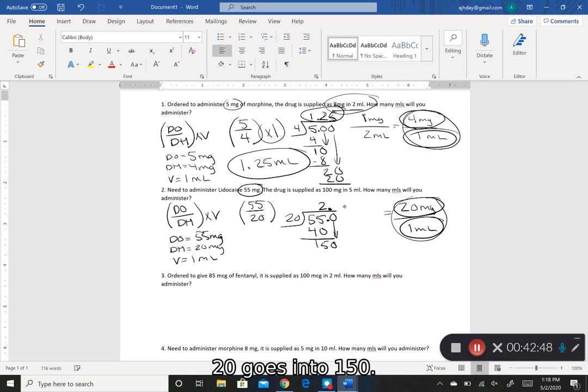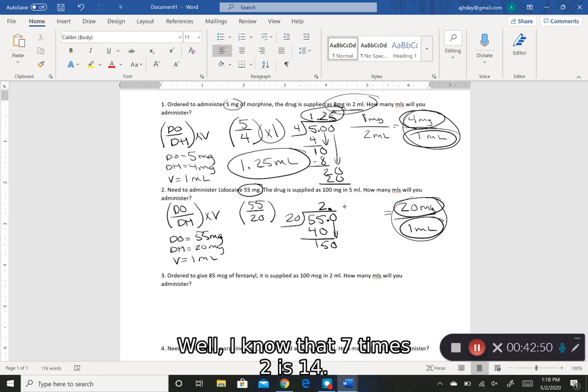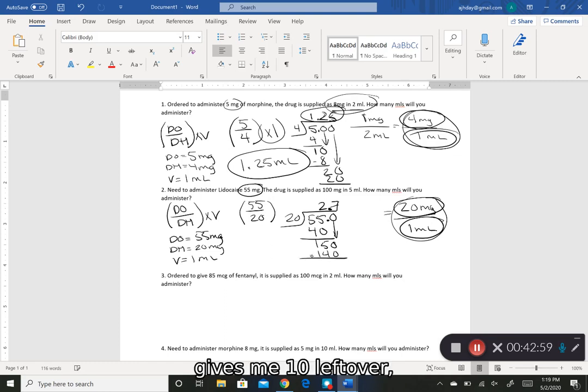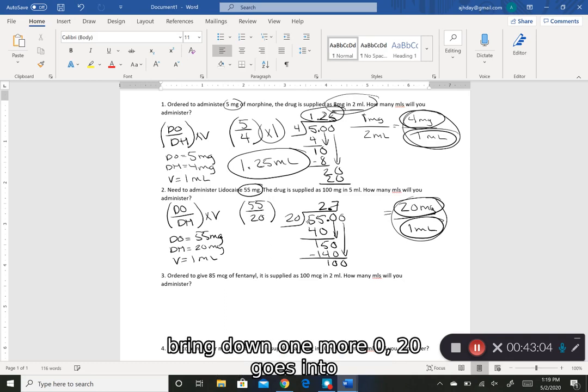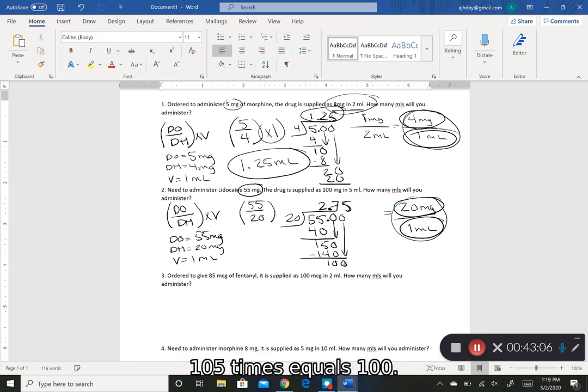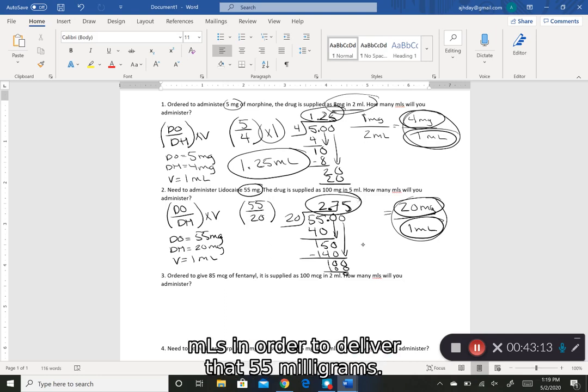20 goes into 150. Well, I know that 7 times 2 is 14. So it's going to be 7 times. Gives me 10 left over. If I bring down one more 0, 20 goes into 100 5 times. It equals 100. So for this patient, I'm going to give 2.75 mLs in order to deliver that 55 milligrams.